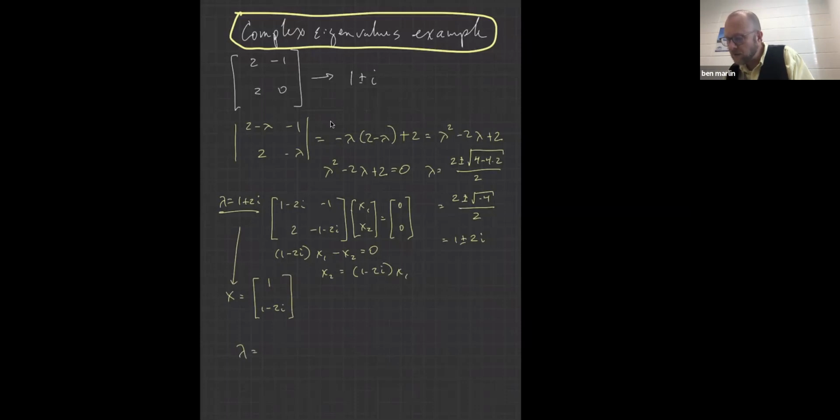And for the eigenvalue 1 minus 2i, the eigenvector that is going to go with it is going to be the conjugate of that eigenvector there. So it'll have a 1. Remember that when you change the sign of 0i, it's not going to change it. And 1 plus 2i, because we're just changing the sign of the imaginary part. Okay? So for complex eigenvalues and complex eigenvectors, you're going to have them coming in conjugate pairs.